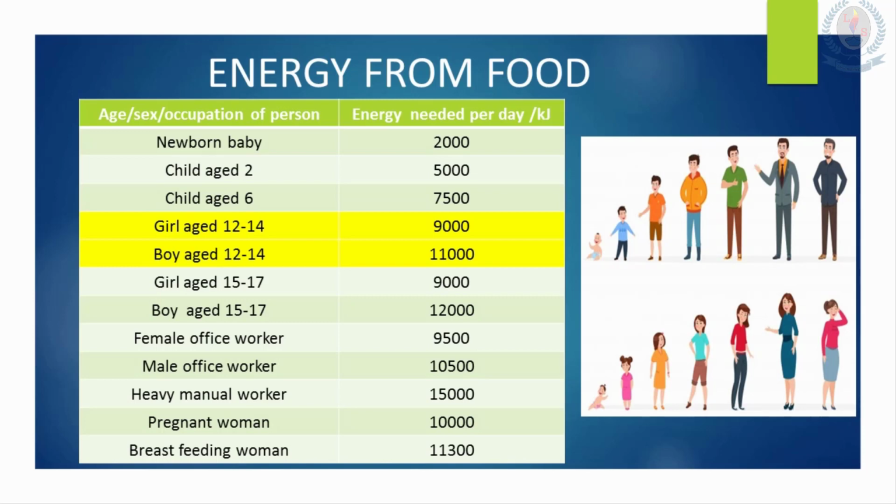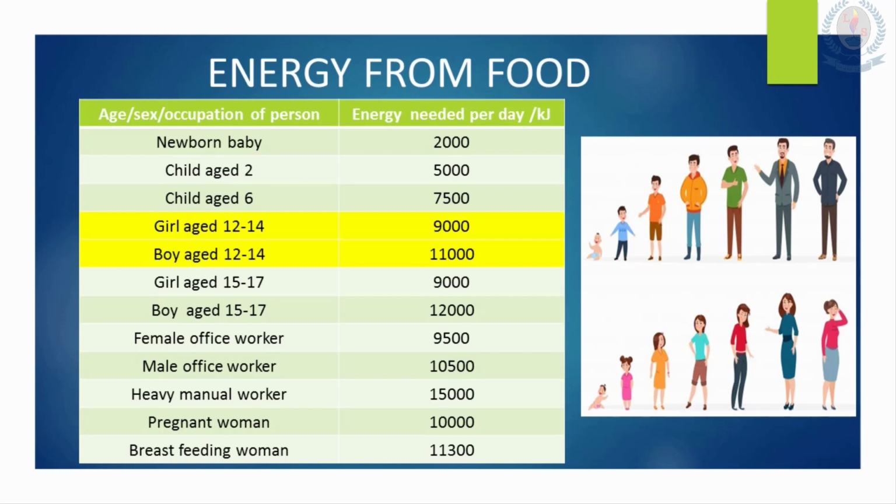So the total amount of energy a person needs to keep his or her body healthy actually depends on his or her age, body size, and on the amount of activity they do. And this will also be affected by the climate where the person is living. If a person lives in a cold country, they need more energy to maintain their body temperature.